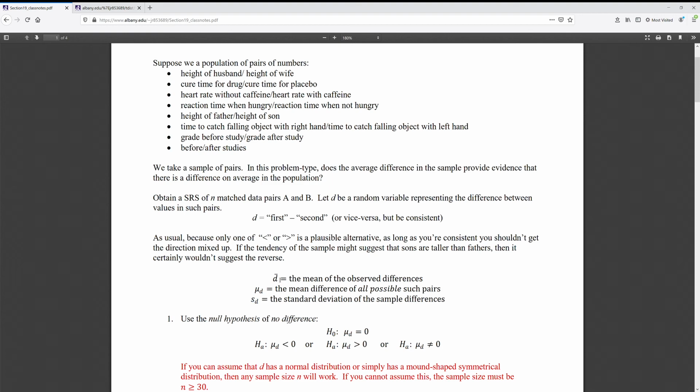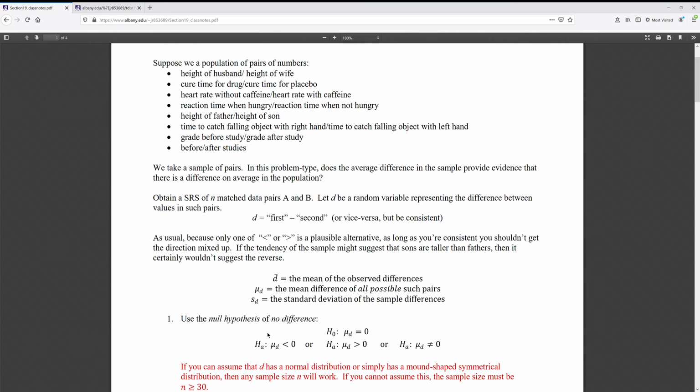Number one, we're labeling things a bit differently. We're talking about d bar instead of x bar. We're talking about s sub d instead of s. We're talking about mu of d instead of mu. We just want to remind ourselves at all times that these things started life as differences. But numerically, they're the same thing we were doing in section 18.